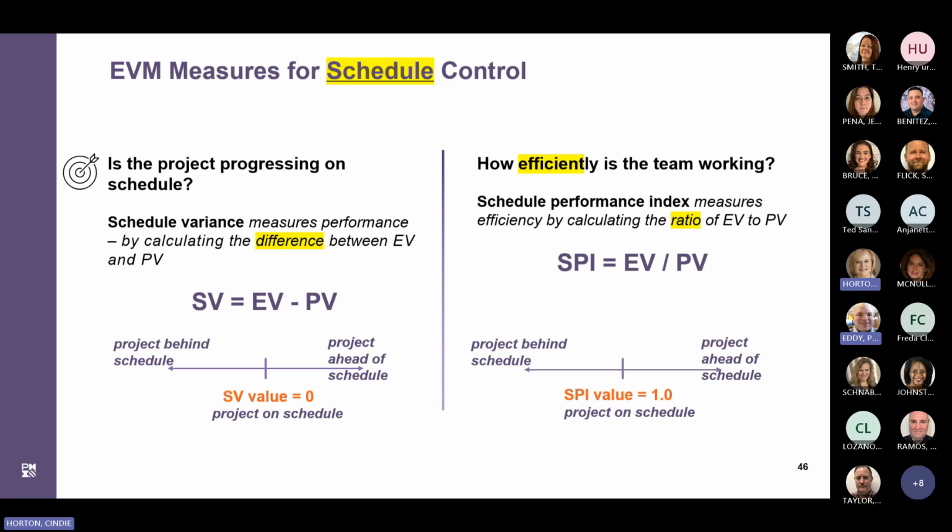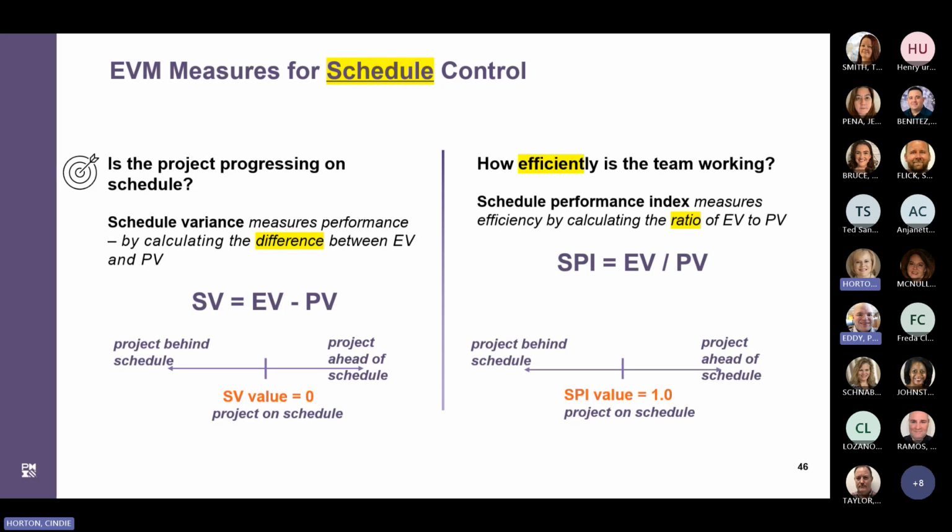Schedule performance index, the equation here on the right, is a measure of schedule efficiency. So when you hear index, you want to think efficiency, and it's expressed as the ratio of earned value to planned value. SPI is simply equal to your earned value divided by your planned value. An SPI greater than 1 is going to indicate that your project is ahead of schedule. SPI equal to 1.0 indicates that your project is on schedule, and less than 1 is going to indicate that it's behind schedule.